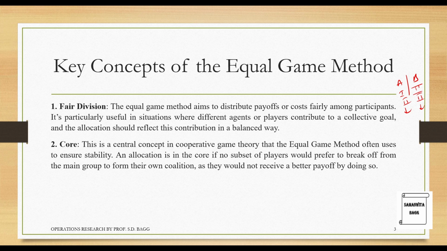This is a central concept in cooperative game theory that the equal game method often uses to ensure stability, and allocation is in the core if no subset of players would prefer to break off from the main group to form their own coalition, as they would not receive a better payoff by doing so. So here both the players are going to remain in the coalition and have their share of the game and their strategies or whatever cost or profit they are into, and they will not break off from this game and go into something else because they are getting a better payoff here and not something outside.